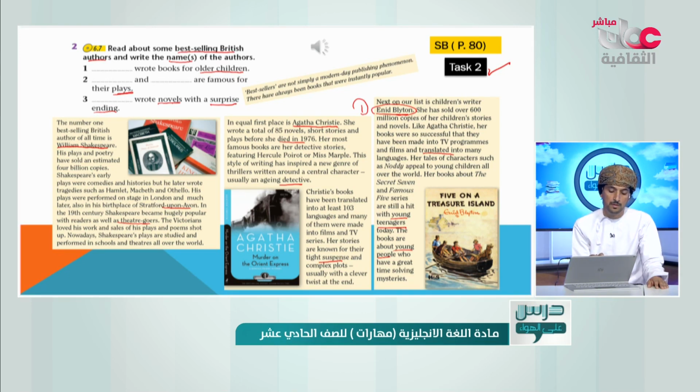They are famous for their what? For their plays. We have got here with William Shakespeare plays. His plays and poetry have sold. And also we have got here with Agatha Christie plays, short stories and plays. So, and we don't have this with Enid Blyton. So number two, we have got William Shakespeare and Agatha Christie. The last one here we have got wrote novels with surprise ending, and if you notice you will find this with Agatha Christie in the last paragraph about this writer.